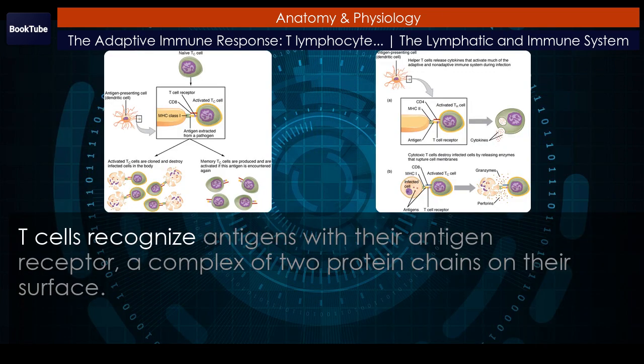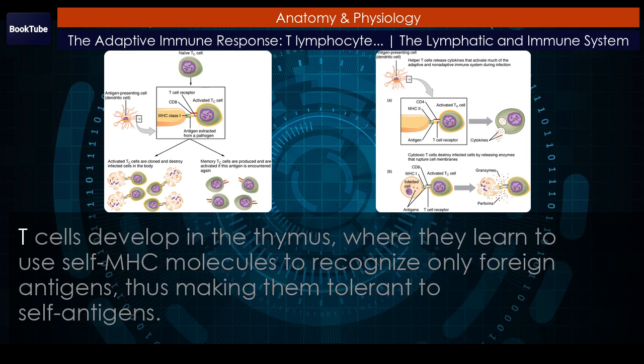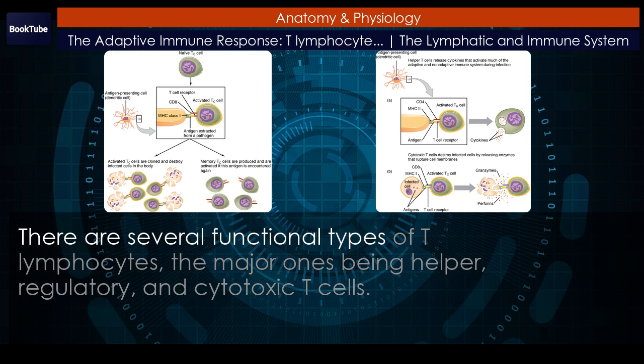T cells recognize antigens with their antigen receptor, a complex of two protein chains on their surface. They do not recognize self-antigens, however, but only processed antigen presented on their surfaces in a binding groove of a major histocompatibility complex molecule. T cells develop in the thymus, where they learn to use self-MHC molecules to recognize only foreign antigens, thus making them tolerant to self-antigens. There are several functional types of T lymphocytes, the major ones being helper, regulatory, and cytotoxic T cells.